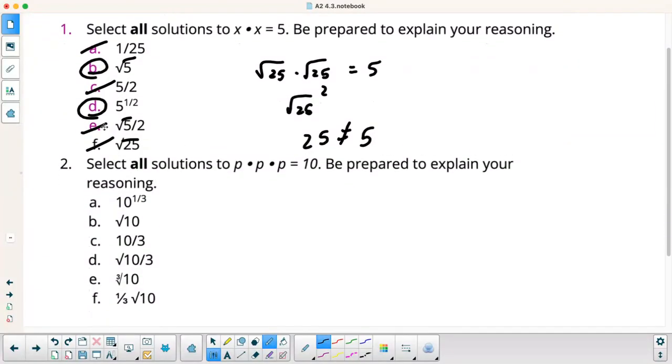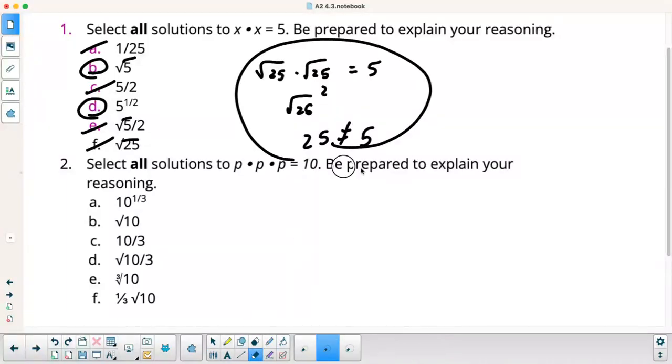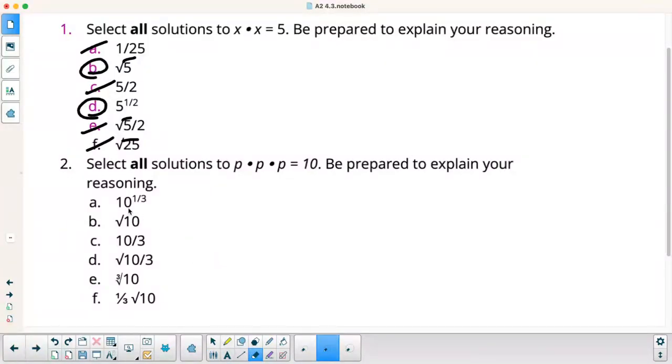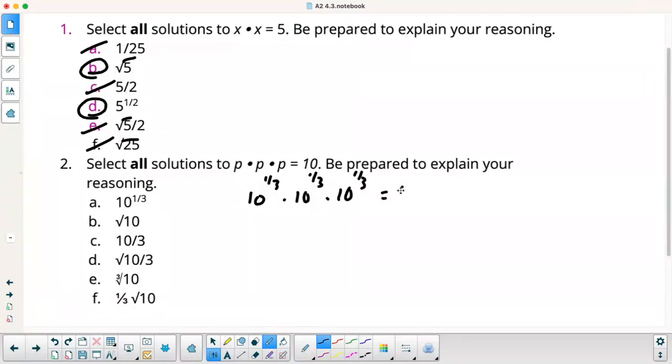All right, let's go down to the next one. Whoops. All right, so 10 to the 1/3. So 10 to the 1/3 times 10 to the 1/3 times 10 to the 1/3 equals 10. Add your powers: 1/3 plus 1/3 plus 1/3 is 1. 10 is equal to 10. That works.